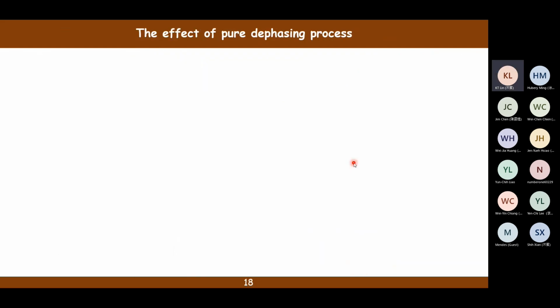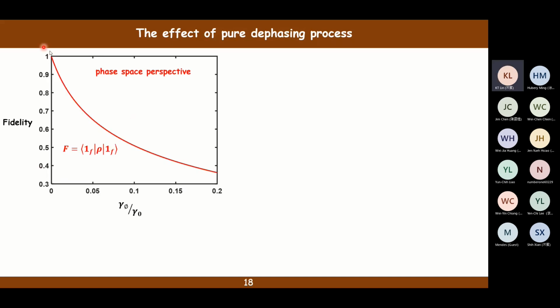And also we are trying to consider a more realistic case, because in experiment the pure dephasing process is always there. You cannot neglect it. So now I'm going to consider the effect of pure dephasing from the perspective of the phase space. And to see this, we introduce the fidelity as a function of the dephasing rate.